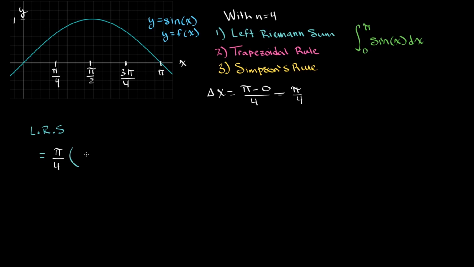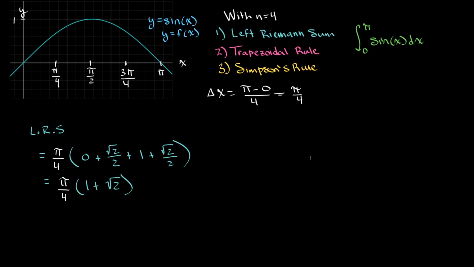So we're going to have sine of 0, and then we're going to have sine of pi over 4, which is square root of 2 over 2. Sine of pi over 2 is just 1. And then sine of 3 pi over 4 is also square root of 2 over 2. And then simplifying this, we're going to get pi over 4, and then in these parentheses here, we're going to get 1 plus the square root of 2, it looks like.